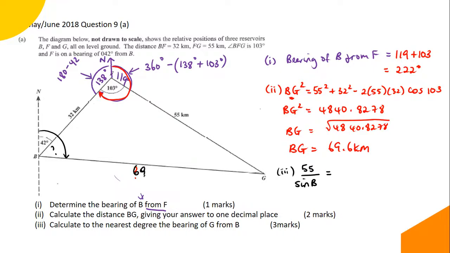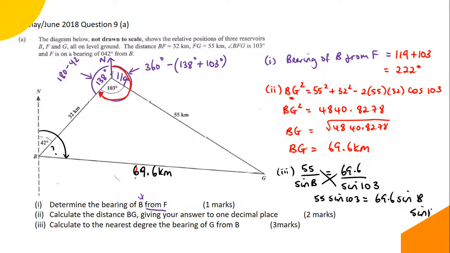This side, we worked it out to be 69.6. So it's equal to the length, which is 69.6, over sine of the angle that's opposite to that length, which is 103. You simply cross multiply as we were doing before. So 55 times sine 103 is equal to 69.6 sine B. All right, so I am running out of space. So sine B is equal to 55 sine 103 all over 69.6.